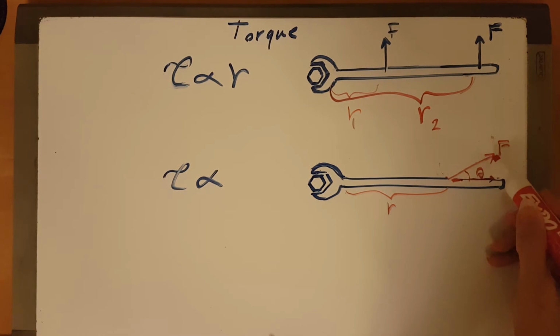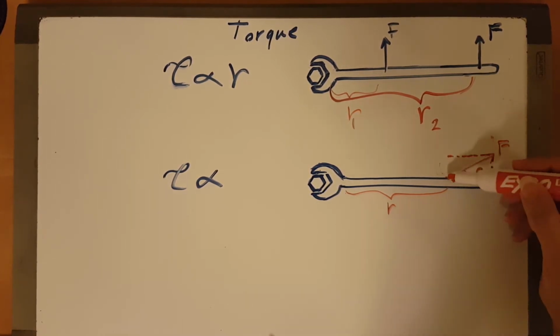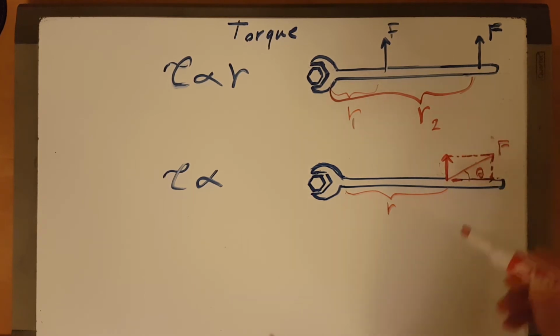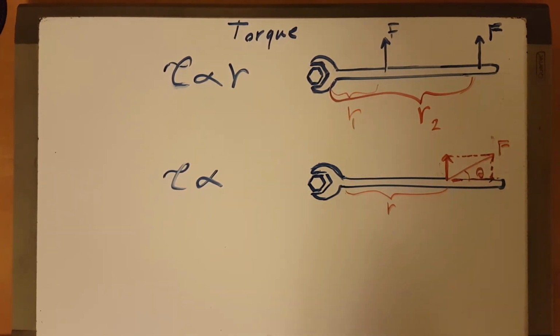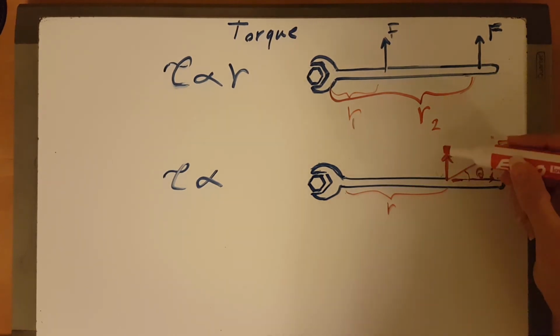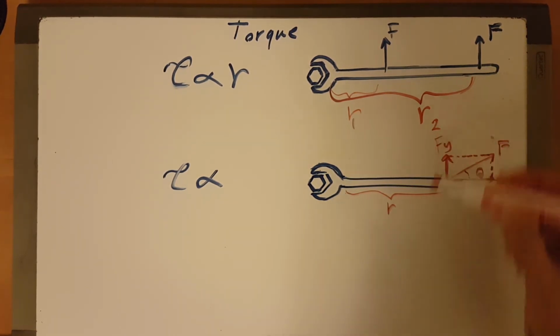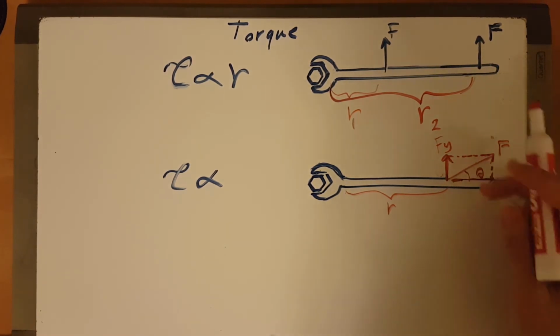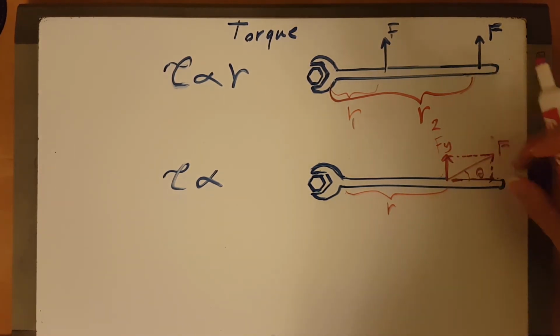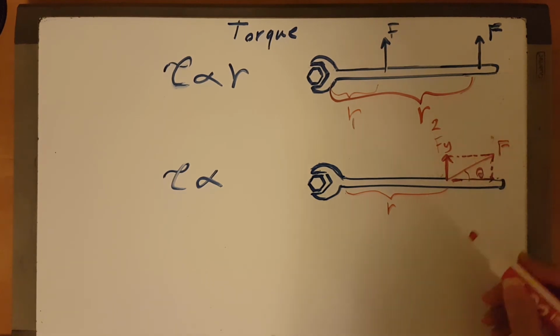Of course this is Fx, which wouldn't do anything for me. This is Fy. Fy is the one that does work for me. Fx I don't even write, I don't care. Fy is the one that causes the torque for me. Let's find out what Fy is. Of course, in this rectangle, you can see that this is equal to this one, which is the opposite to the theta.